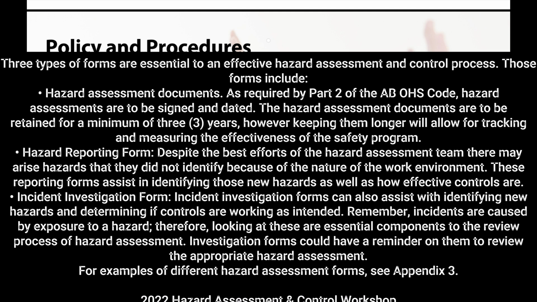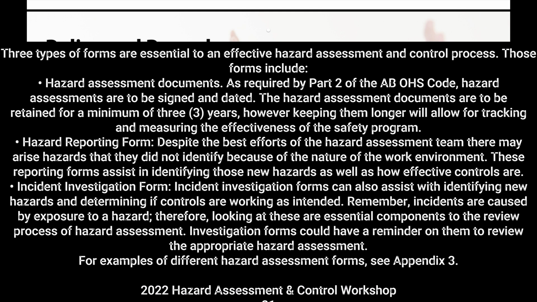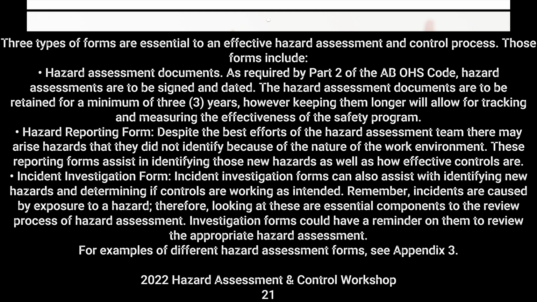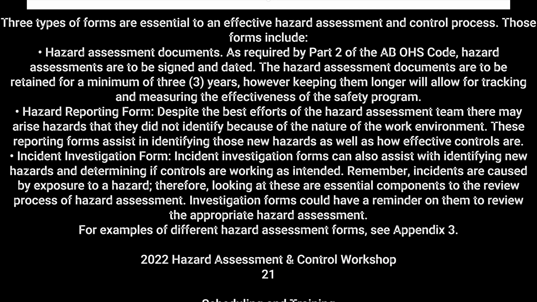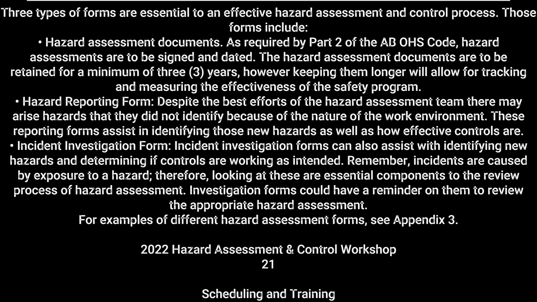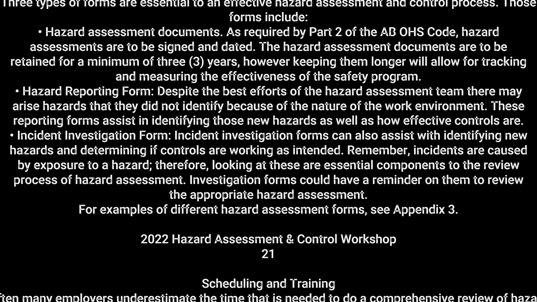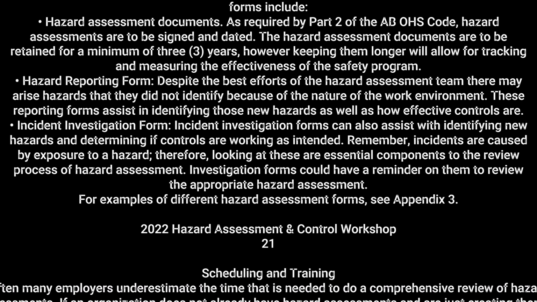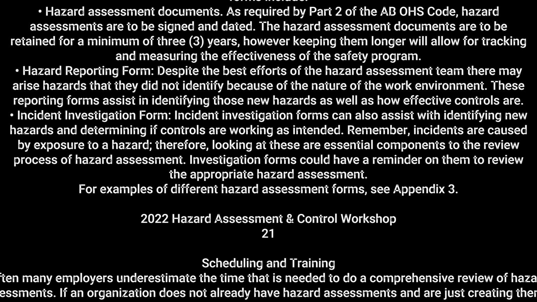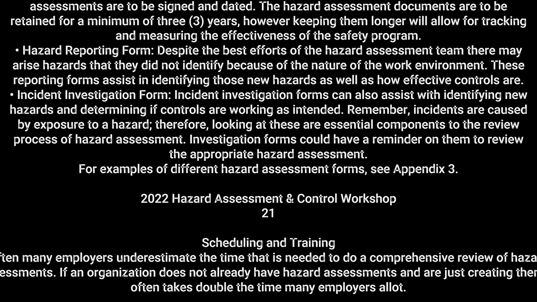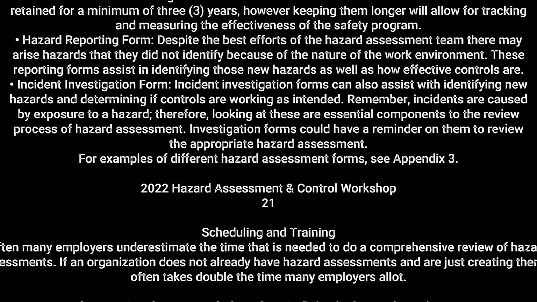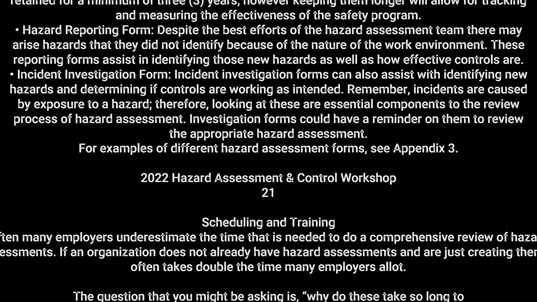Incident investigation form. Incident investigation forms can also assist with identifying new hazards and determining if controls are working as intended. Remember, incidents are caused by exposure to a hazard, therefore, looking at these is an essential component of the review process of hazard assessment. Investigation forms could have a reminder on them to review the appropriate hazard assessment.